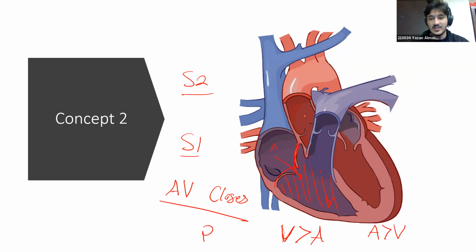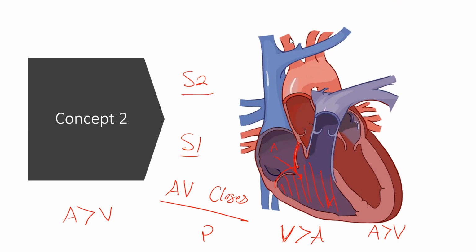The same thing with the aorta and the ventricle. If the pressure is higher in the aorta than the ventricle, what will happen? The aortic valve will close. And the same thing will happen. Do you guys get the point? Yes. Okay, perfect. Someone answered. Shahad answered. Perfect.